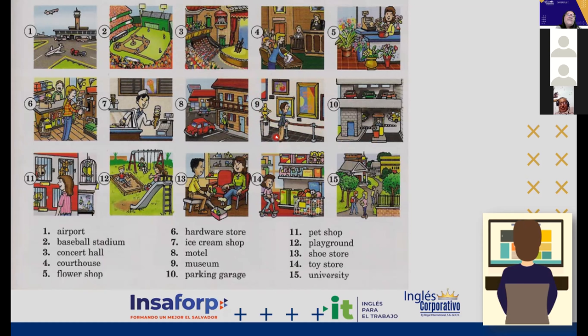Museum. Okay. ¿Cómo que va a decir music? Para museum. Parking garage. Exactly. Pet shop. Playground. Shoe store. Vaya, esto es como lo de las tiendas o los comercios. Puede ser store or shops, right? Una zapatería, por eso decimos shoe store. Y acá se fijan, toy store.